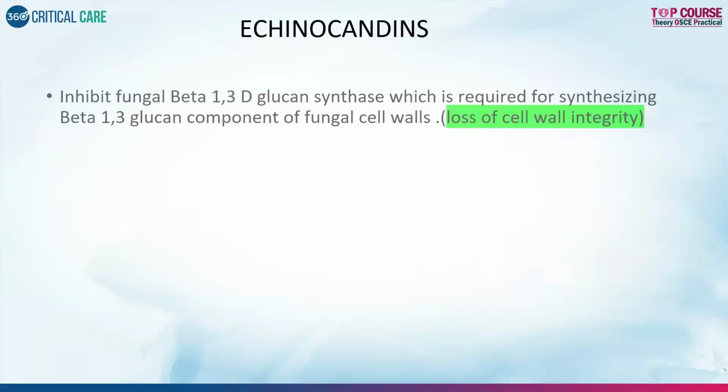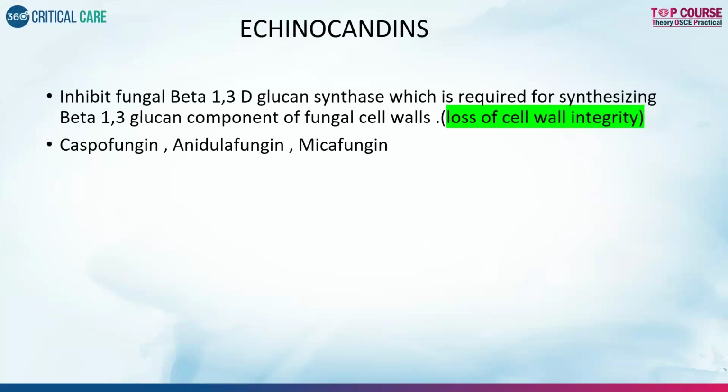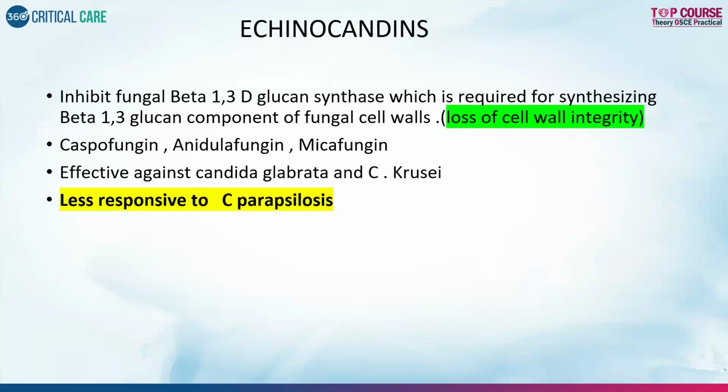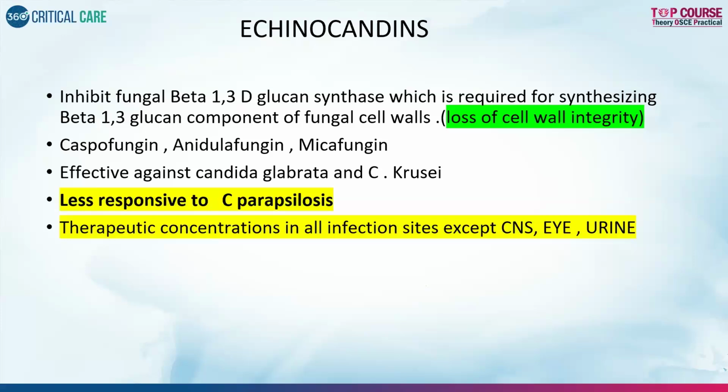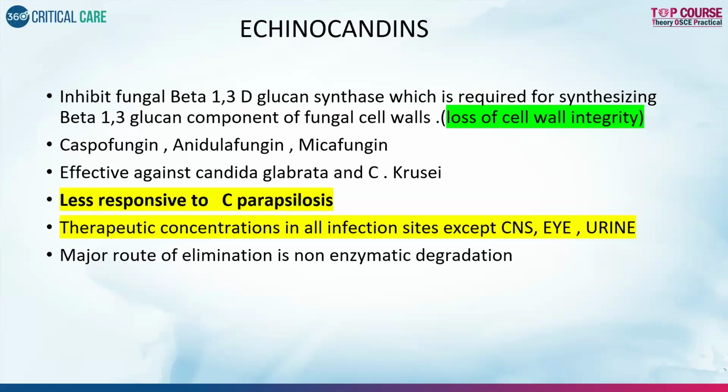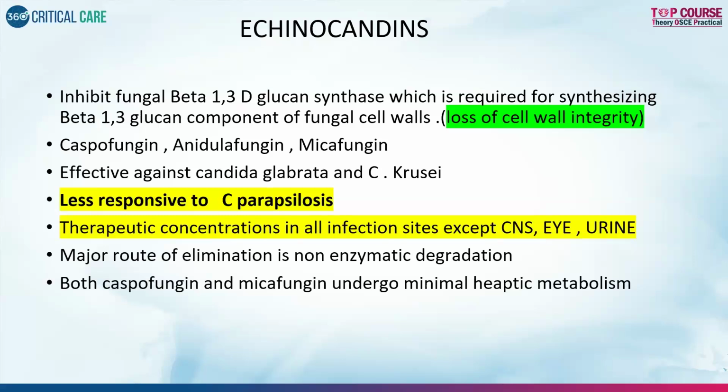Echinocandins are fungal cell wall inhibitors, that is, beta-D-glucan synthase inhibitors. They cause loss of cell wall integrity. The examples are caspofungin, anidulafungin, and micafungin. They are usually less responsive to Candida parapsilosis. Remember echinocandins have poor CNS penetration. You cannot use caspofungin in patients having liver dysfunction, as it is known to cause transaminitis. At that time, anidulafungin is probably a better drug of choice.